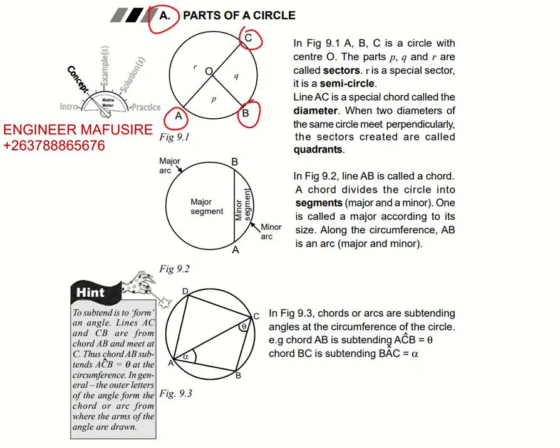But on this circle, we have got our center, which is labeled as what? As O. Then we have got the other parts which are found inside the circle. We have got P, Q, and R. So from these parts, we can see that they are called sectors. We've got the parts P, Q, and R, they are called sectors.